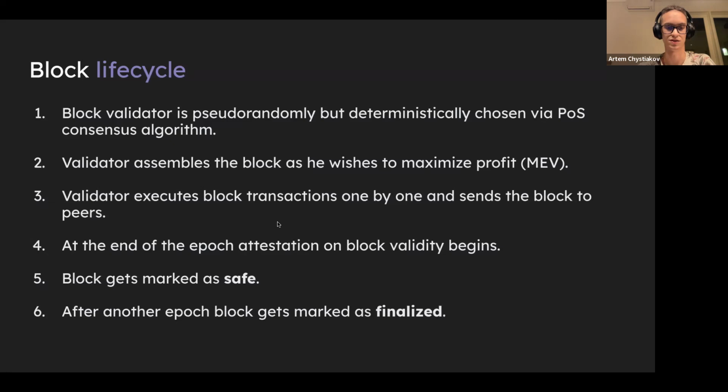Epoch is just an abstraction over the set of blocks, which contains 32 blocks. So it is also another kind of optimization that Ethereum has, because it is a highly decentralized blockchain, and receiving attestations for every block is impossible. So instead, it receives attestations for each epoch, which is 32 blocks. It's like 6 something minutes.